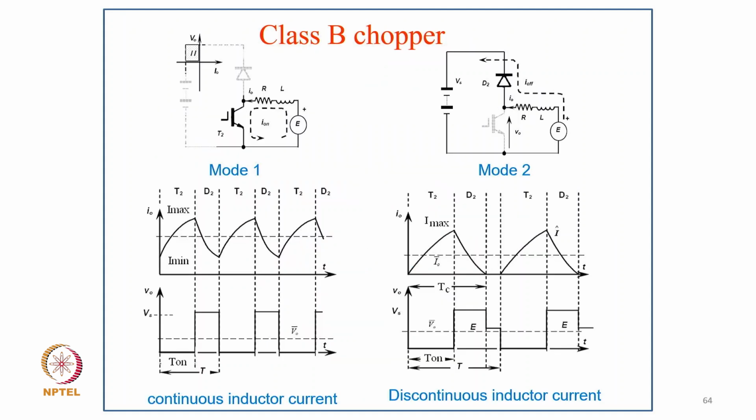So now this is typically how the waveforms look in continuous and discontinuous mode for this step up chopper, the class B chopper.